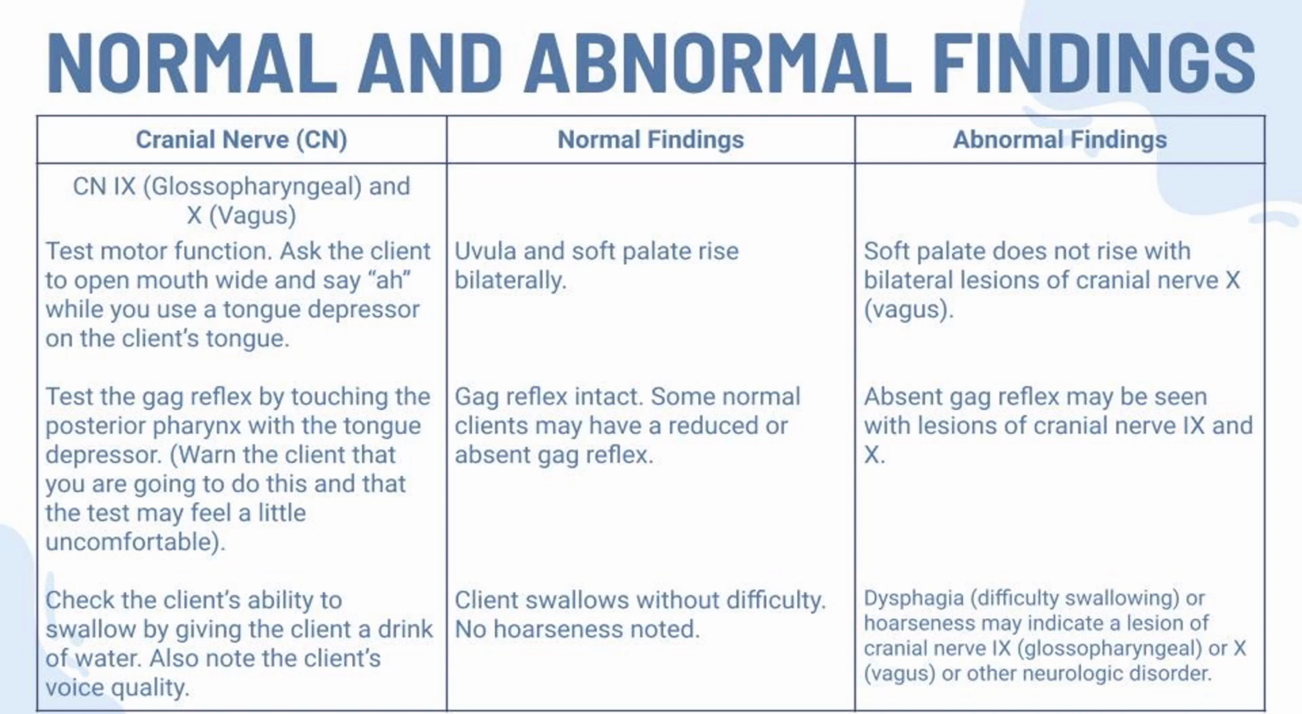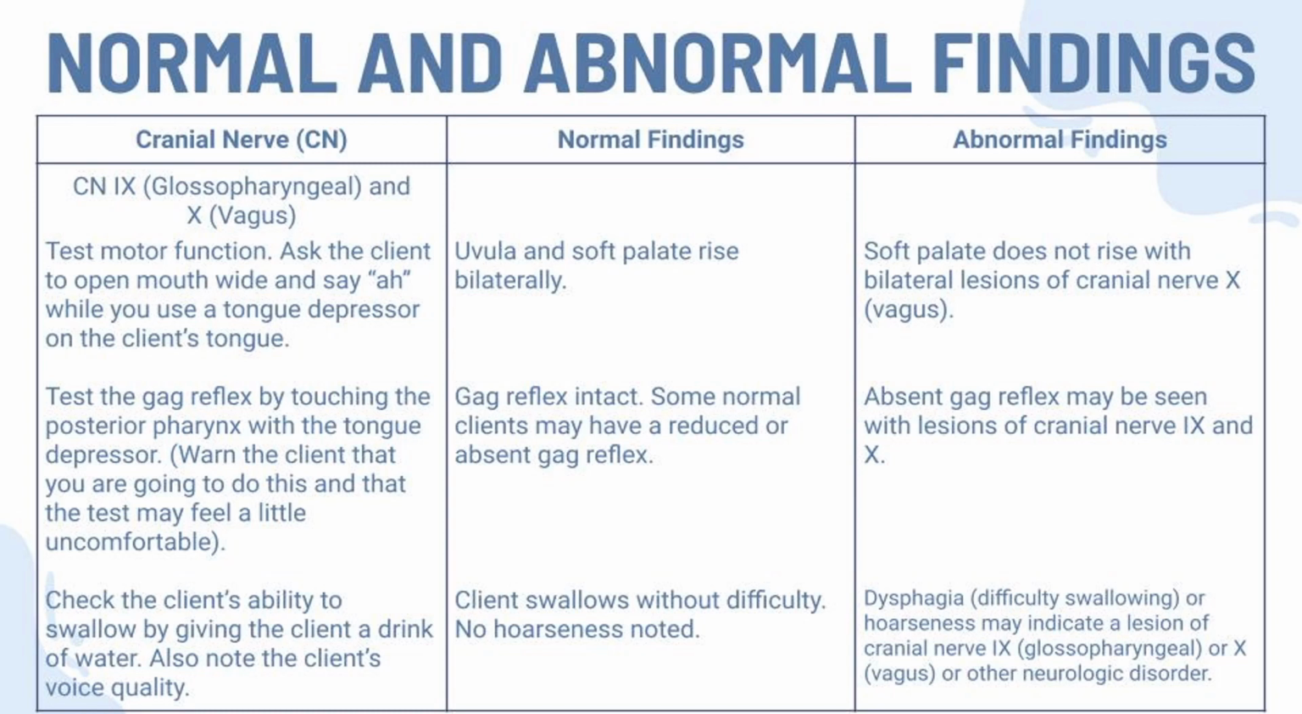Next, test the gag reflex by touching the posterior pharynx with the tongue depressor. You should warn the client that you are going to do this and that the test may feel a little bit uncomfortable. The normal finding is that the gag reflex is intact. Some normal clients may have a reduced or absent gag reflex. In abnormal findings, an absent gag reflex may be seen with lesions of cranial nerves 9 and 10.